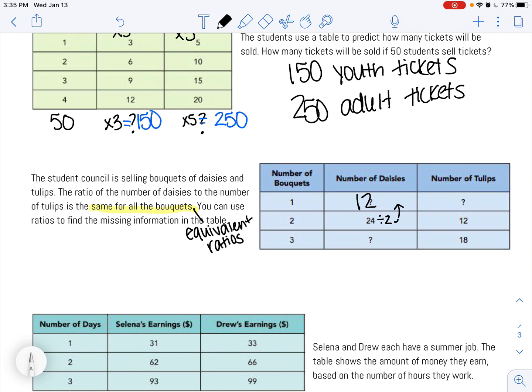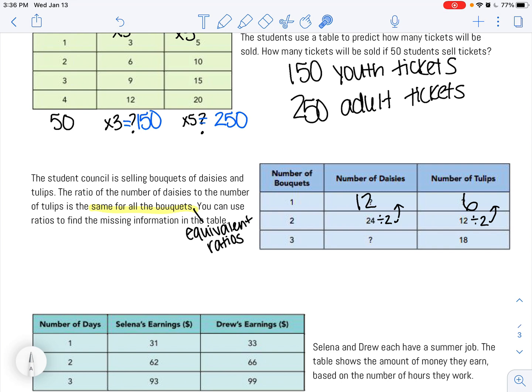Let's use that same step in figuring out the number of tulips. If there are 12 tulips that make up 2 bouquets, if I divide by 2, that's going to give me the amount of tulips for 1 bouquet, which is going to be 6. So for every bouquet, there's going to be 12 daisies and 6 tulips. We have 1 more box to fill in.